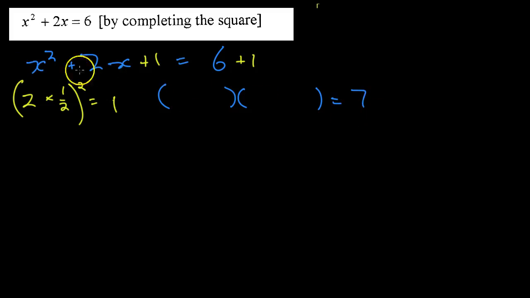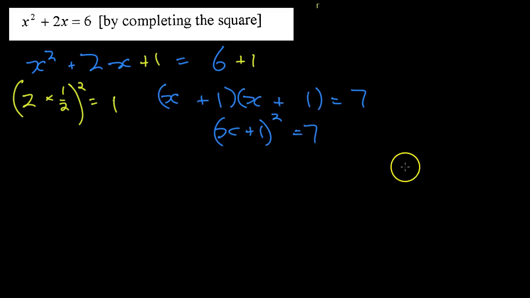This side though factorizes into a perfect square trinomial. This is a perfect square trinomial. So it'll factorize: x squared, x times x; 1 is 1 times 1, and positive and positive. So x plus 1 squared, that's what this means, right, is 7.